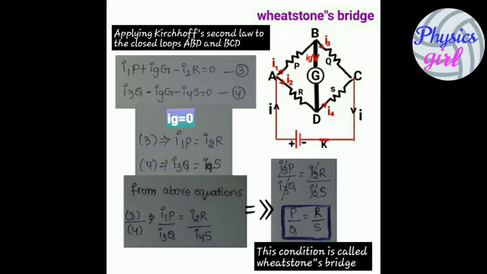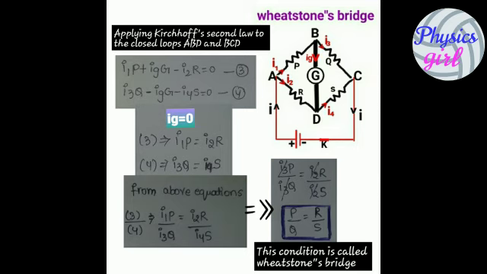Galvanometer current also passes in clockwise direction, that is IgG. Current I2 passes with resistor R in anticlockwise direction, that is minus I2R. I1P plus IgG minus I2R is equal to 0.